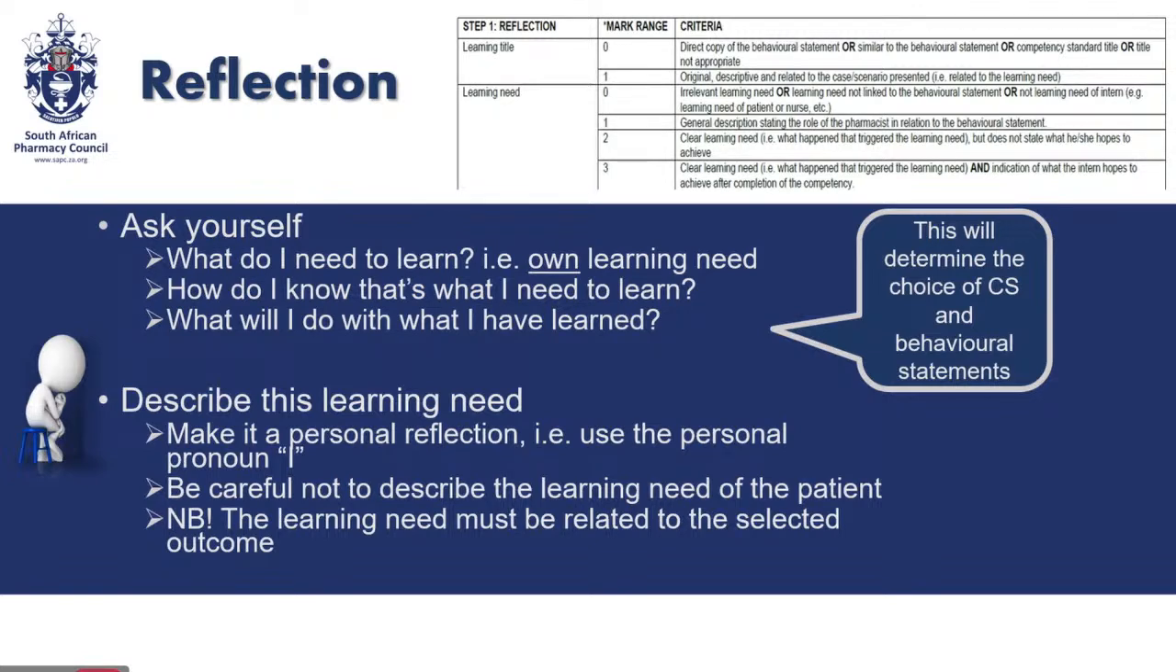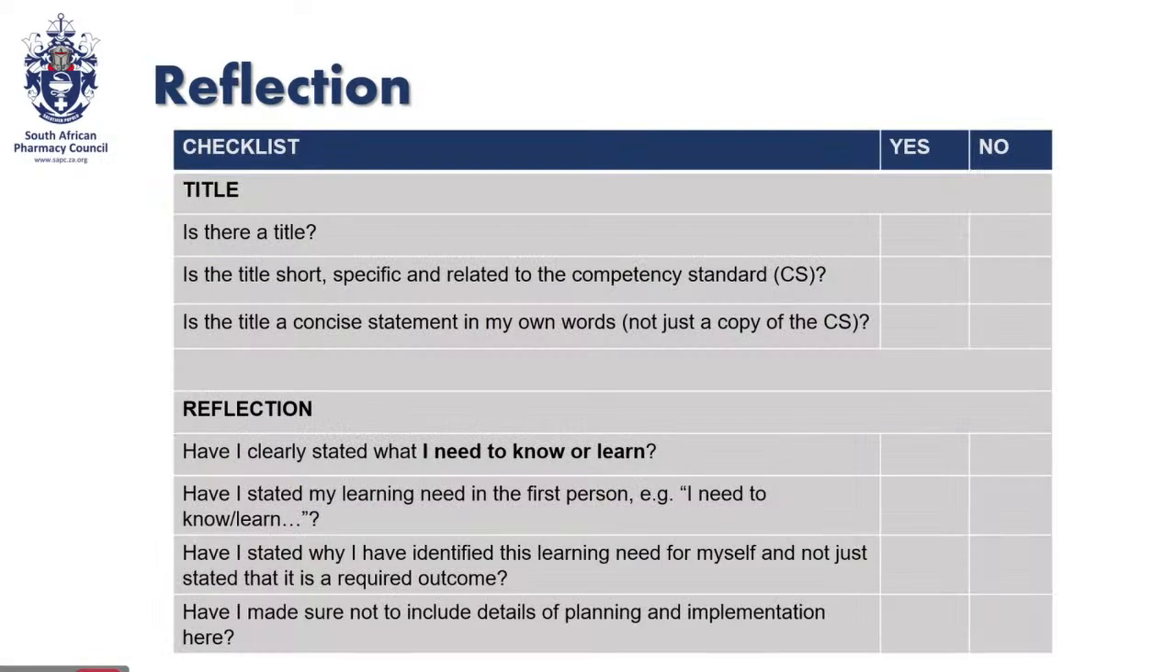It's very important to make use of the checklist provided in the manual. There you can see the guidelines for a successful 3. The checklist, as I said, is available in the manual. Please make use of this for every submission. Check against the criteria, the ones with the 1, 2, 3s, and use the checklist. So is there a title? Yes or no? Is the title short, specific, and related to the competency standard? Yes or no?